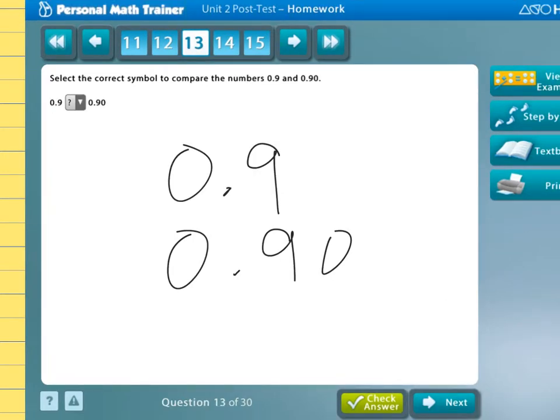Comparing these two numbers, you see 0.9 or 9/10 and 0.90, 90 hundredths. Well, you can add a 0 to that, and those would be exactly the same. So these two numbers are equivalent. They're equal to each other. 0 is just a placeholder.